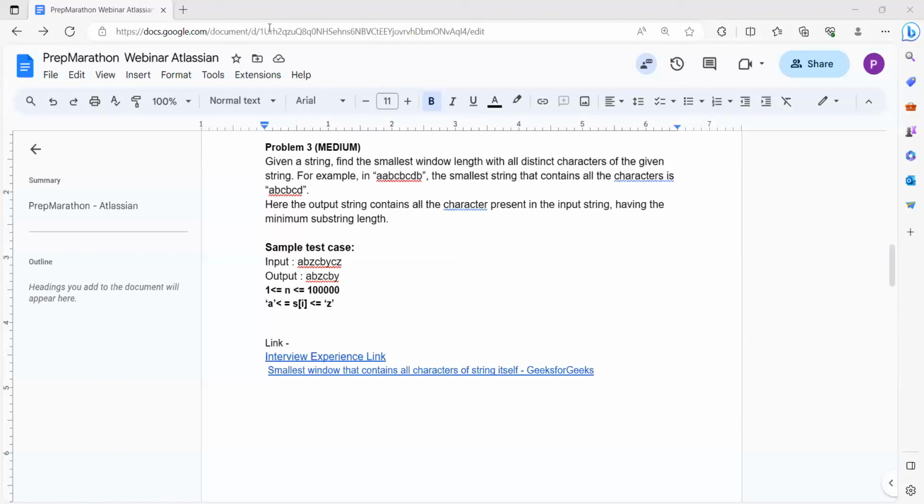So, you cannot sort the string because you cannot change the order. If you change the order, then you'll get a wrong answer. Obviously, for this initial string, you have to find that. Abhishek, you got the answer.